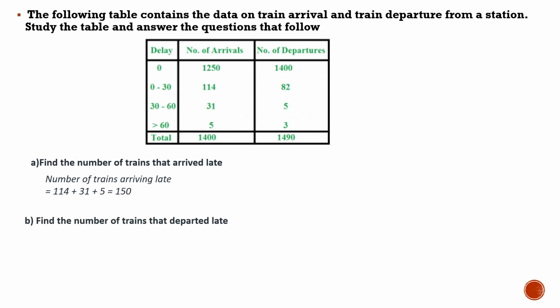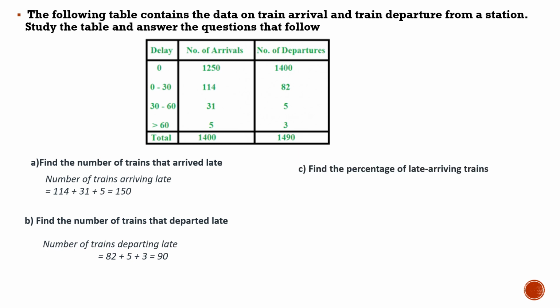Find the number of trains that departed late. So again, starting from 0 to 60 minutes. In the first set we have 82 trains, the second set has 5 trains, and the third one has 3. So total 82 plus 5 plus 3. So a total of 90 trains departed late.